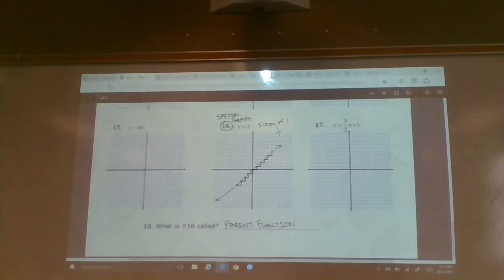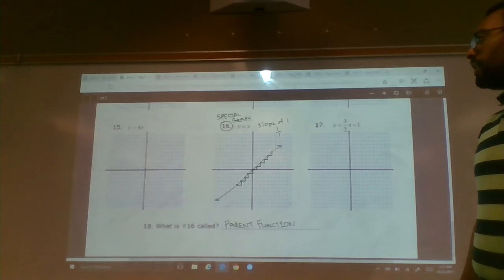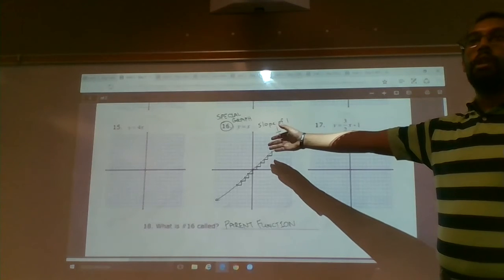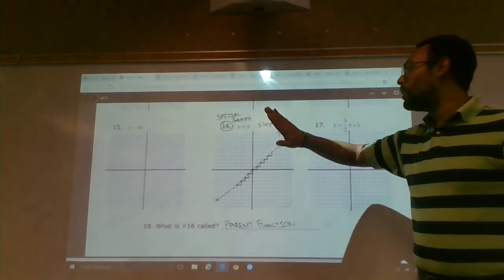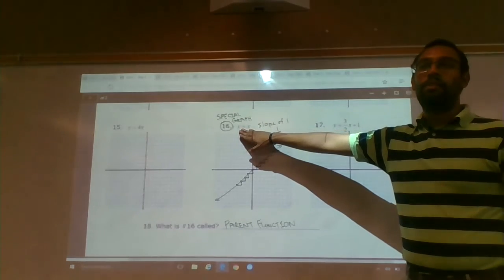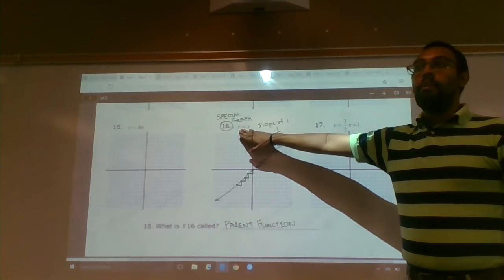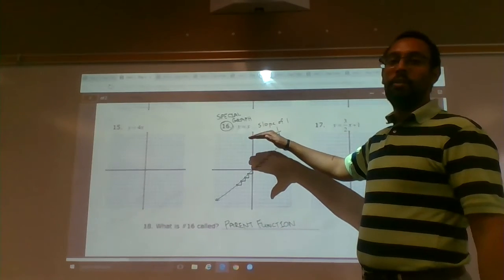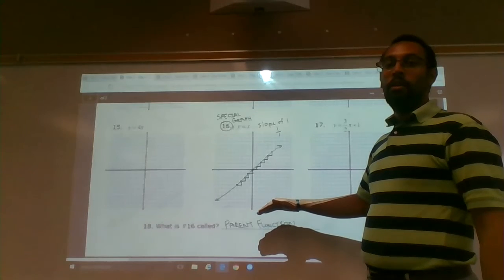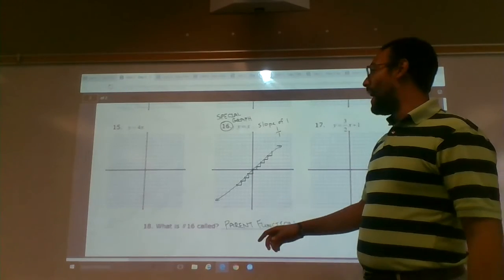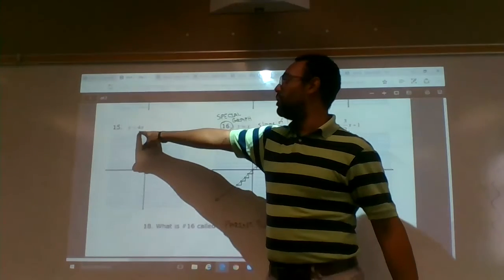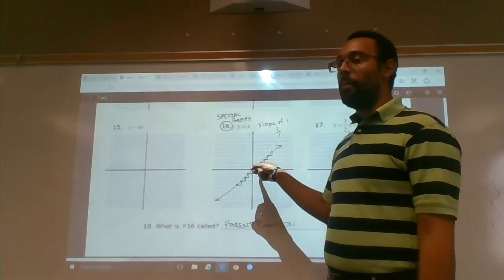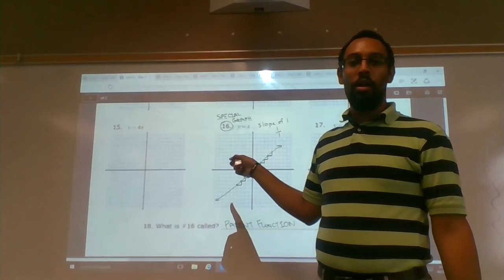Okay, the reason why it's called a parent function is pretty self-explanatory. It is the starting point for all your linear functions. This is where you start. You start with y equals x. If you add on a y-intercept, you're shifting the graph up or you're shifting the graph down. If you add on, in the example of 15, a coefficient of 4, that means I'm taking this and I'm multiplying all my values by 4.